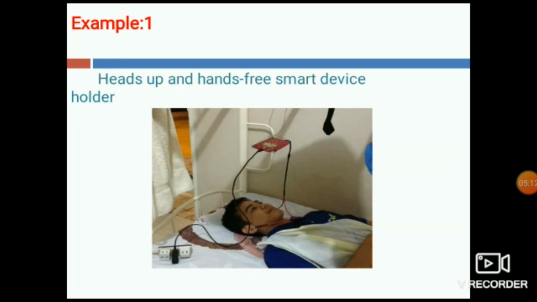We are observing in this picture that the boy has tied the mobile, fixed in that place, and he is simply relaxing watching the mobile. So it is an innovative idea. How did he get the idea? By thinking creatively.